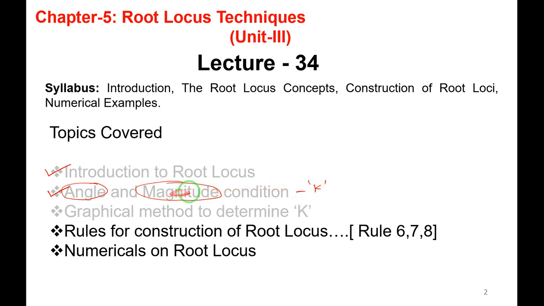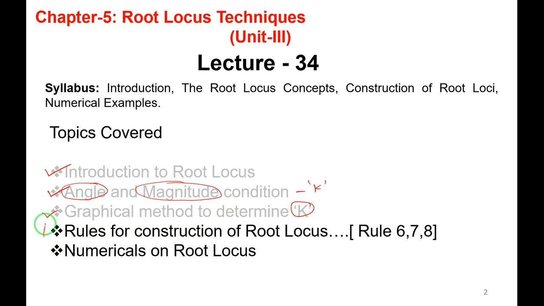If the point satisfies the magnitude condition, it doesn't mean that it is on the root locus. But if the point satisfies the angle condition, then that point has to be on the root locus, right? And we use the magnitude condition to determine the system gain k. Another method to determine the value of k is the graphical method that we have seen. K is equal to P1, P2 divided by Z1, Z2 and so on, right? The product of phasor lengths of poles and zeros that we have seen.